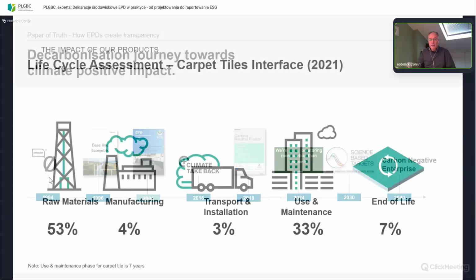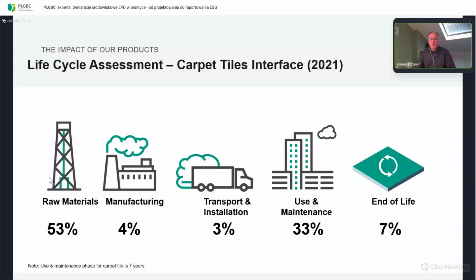To do so, we use an LCA, or a life cycle assessment. And as you can see, especially on raw material level, we still have some challenges to reduce that to 0. By having this LCA and our EPDs, we have been able in the last 20 years to reduce our carbon footprint by more than 40%. And I think we are trying to get to negative if possible.